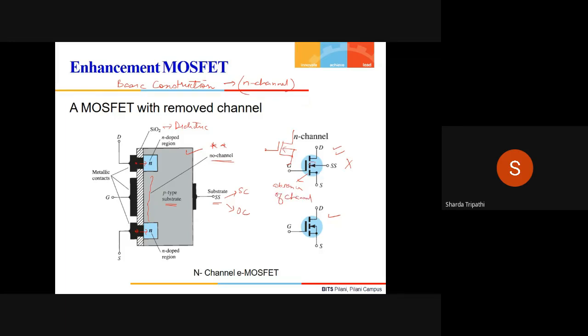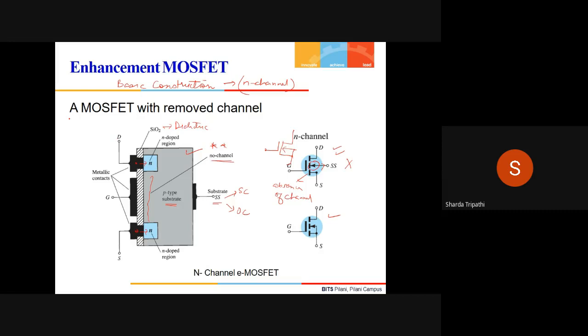And since this is N channel, we have the arrow pointing inwards. If it was a P channel, then we would have an arrow pointing outwards. So this was the construction. Now let us see how this operates.